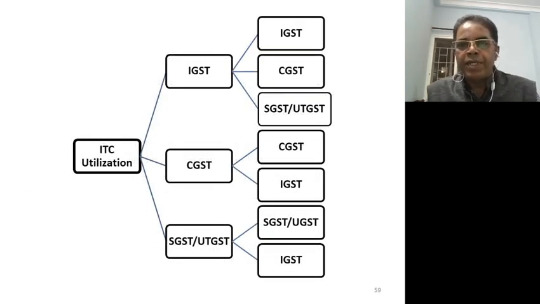Now it is very clear with this diagram of ITC utilization. With the help of this diagram we can understand better. The credit of IGST: first use IGST, next CGST, third SGST or UTGST. CGST surplus, first CGST then IGST. SGST surplus, first SGST then IGST. However, we cannot cross utilize CGST to SGST or SGST to CGST.